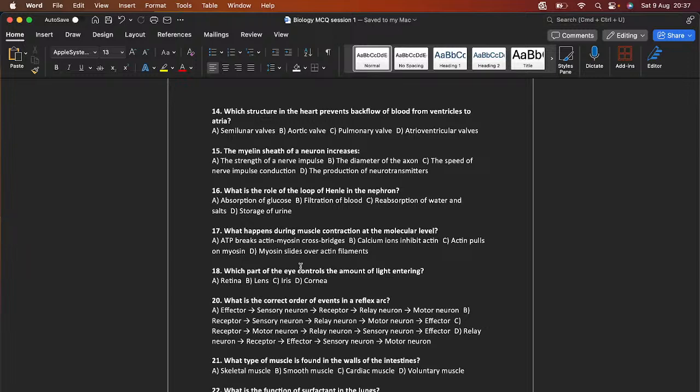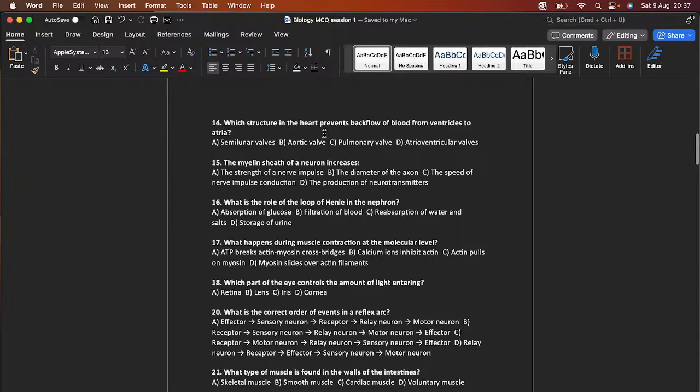Okay. So question 14: which structure in the heart prevents backflow of blood from ventricles to the atria? So we have the semilunar valves, aortic valve, pulmonary valve, and the atrioventricular valves. So the correct answer here is atrioventricular valves. Between the atria and the ventricles, as you may remember, we have the atrioventricular valves.